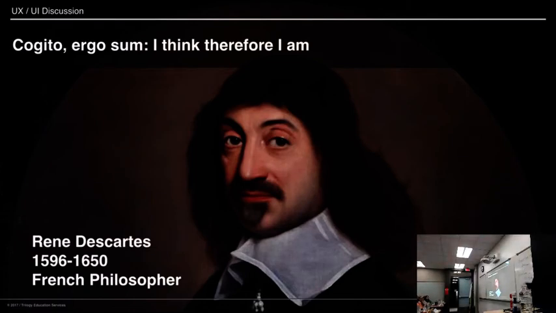Now, René Descartes is famous for saying, "Cogito, ergo sum." I think, therefore I am. The essence of consciousness. Human beings have the ability to have self-awareness, so it makes us stand at the top of the food chain.